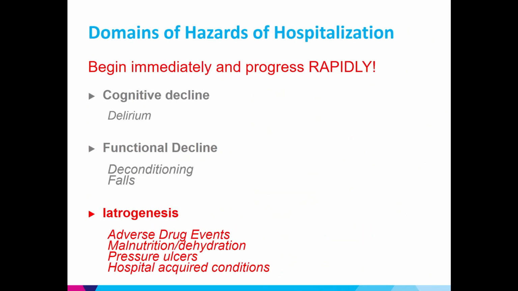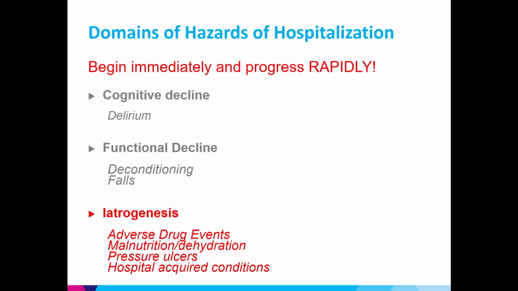Lastly, the last domain that we will approach is iatrogenic complications that are unfortunately very common for our older adults. And this includes things like adverse drug events, malnutrition and dehydration, pressure ulcers, and hospital-acquired conditions. Here, I will review how, again, the interplay of predisposing factors in our vulnerable older adults combined with the stressors of hospitalization can lead to these unfortunate consequences.